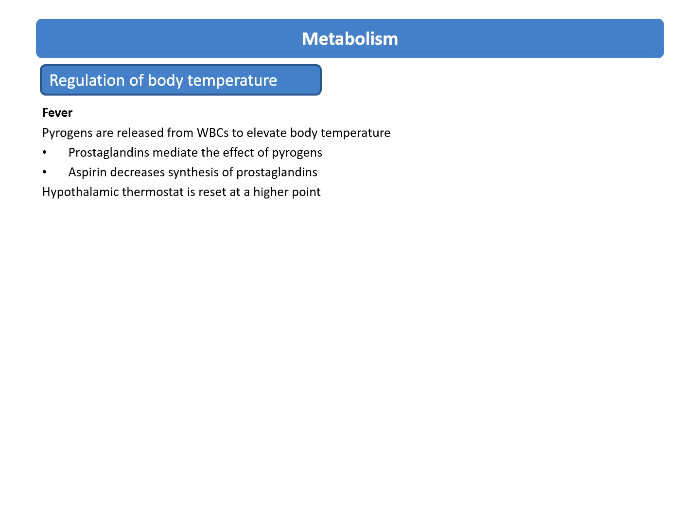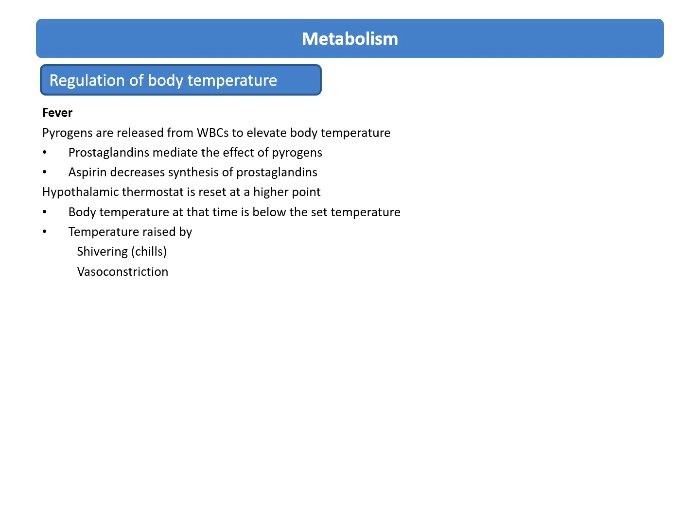Hypothalamic thermostat is reset to a higher point when a fever starts. Body temperature at that time is below the new set temperature, so temperature is raised by shivering and by vasoconstriction. Vasoconstriction, as I mentioned, decreases the blood flow through the vessels under the skin, and so the person turns pale. So we talk about shivering, chills, and paleness at the start of a fever.